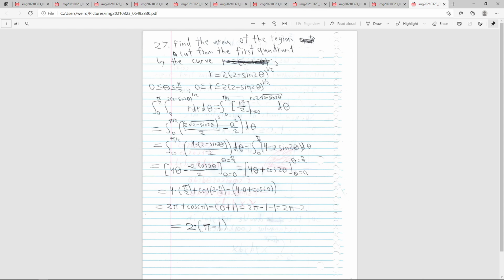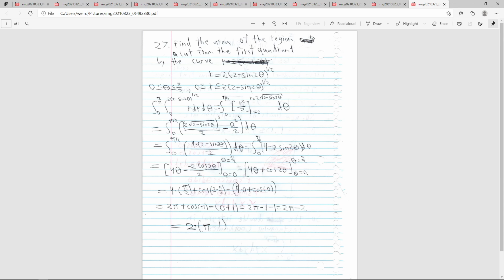And finally, find the area of the region cut from the first quadrant by the curve r equals 2 times (2 minus sine 2 theta) to the 1/2. You can graph this on a graphing calculator using polar mode, making sure you use r and theta as your setup. So you can see from that graph that 0 to pi halves is the first quadrant, and 0 is less than or equal to r, less than or equal to this. You can deduce that, but it's also kind of obvious if you look at the graph here.